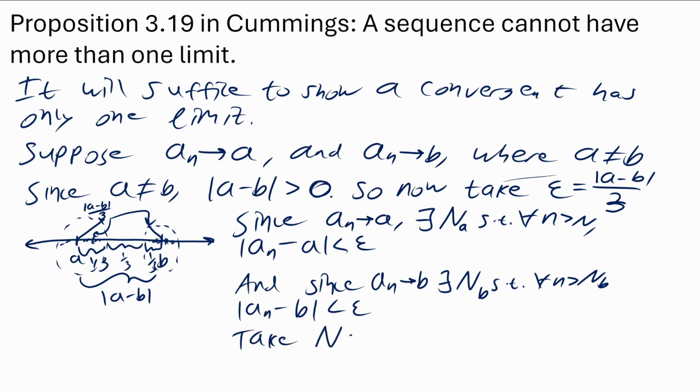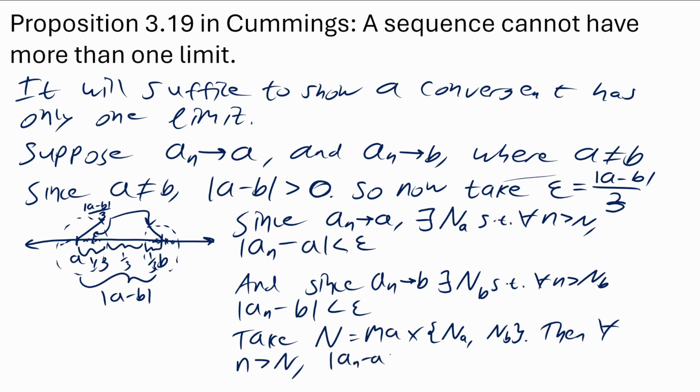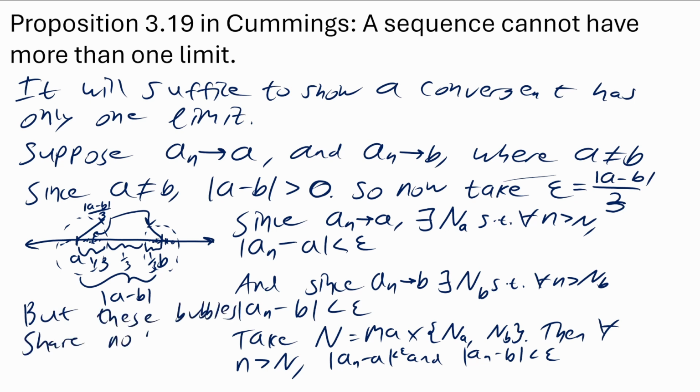Take some big N to be the maximum of the two, N_A and N_B. Then for all n greater than N, the distance between the a_n's and A and the distance between the a_n's and B are both less than epsilon. So eventually every term is trapped in both this bubble and this bubble, but these bubbles share no numbers. So there can't be any real numbers in both the bubbles, which is a contradiction. And that concludes that proof. Limits of sequences are unique.